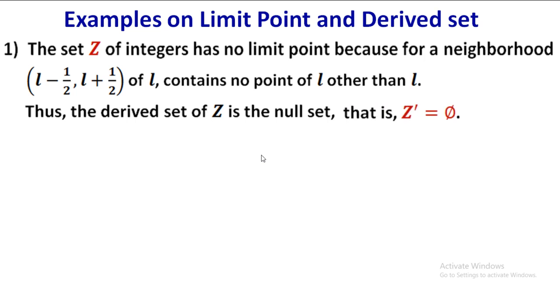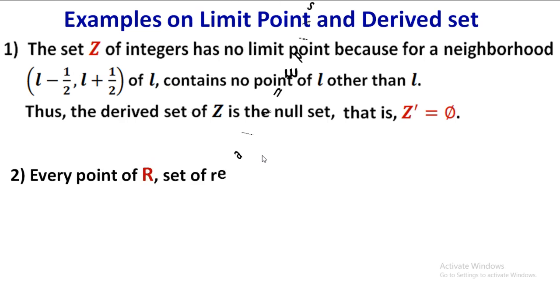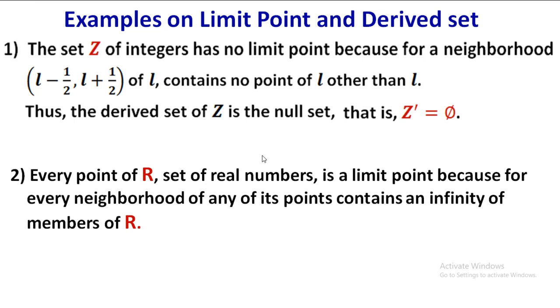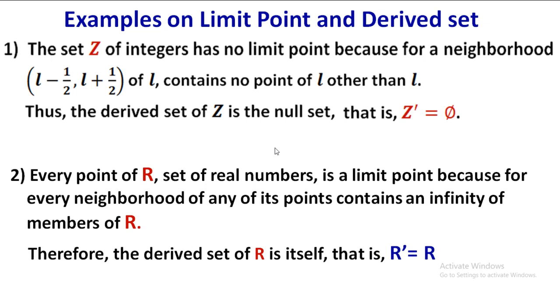Very good. Now see the second example. Every point of R, the set of real numbers, is a limit point. Why? Because every neighborhood of any of its points contains an infinite number of members of R. Therefore, the derived set of R is itself, that is R dash is equal to R.